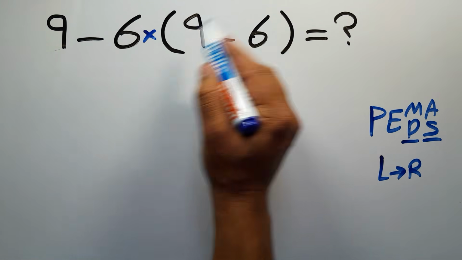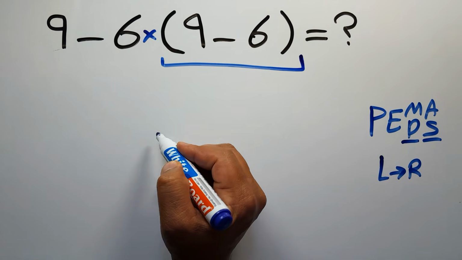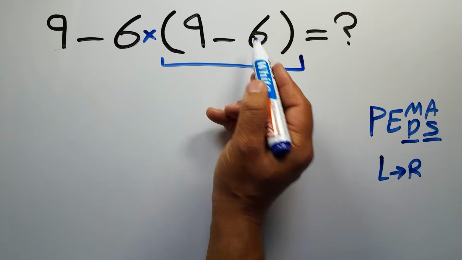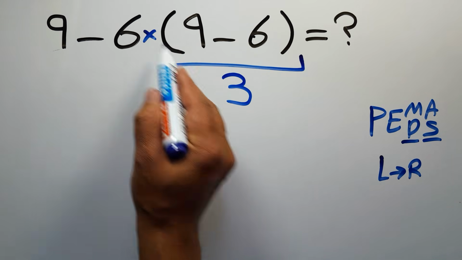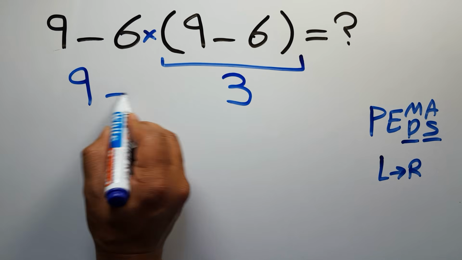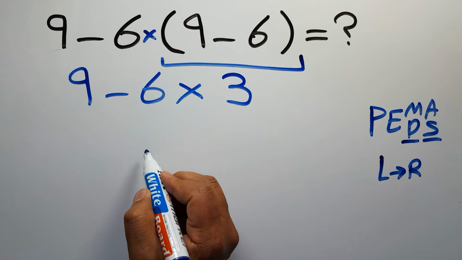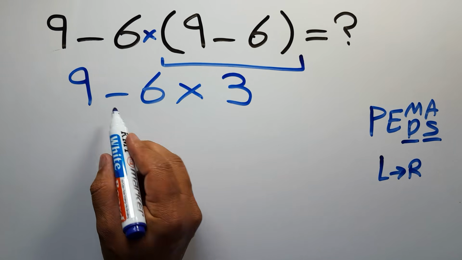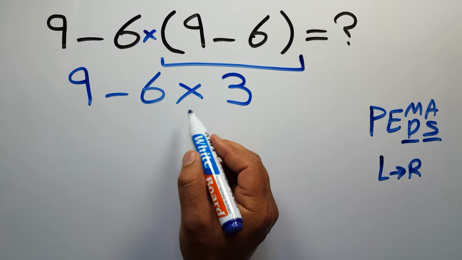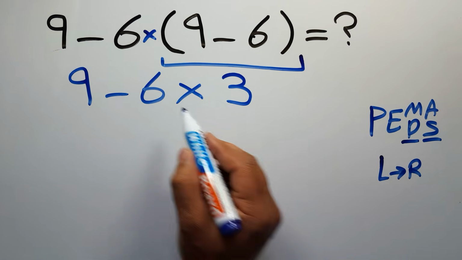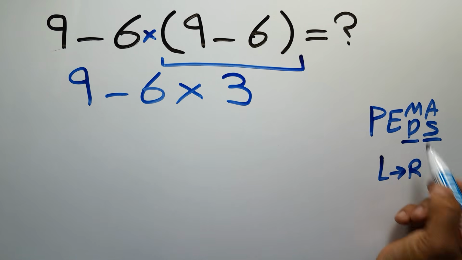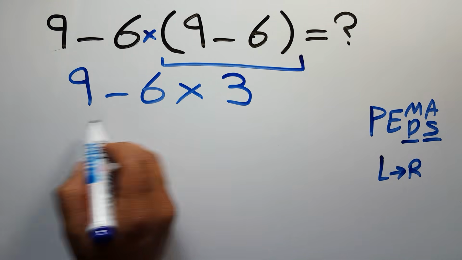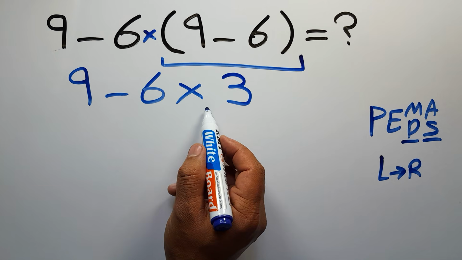So first we have to do this parentheses. Inside this parentheses, we have 9 minus 6, which equals 3. So we have 9 minus 6 times 3. Now, in this expression, we have one subtraction and one multiplication. According to PEMDAS, multiplication has higher priority than subtraction because multiplication comes before subtraction. So here, first we have to do this multiplication.